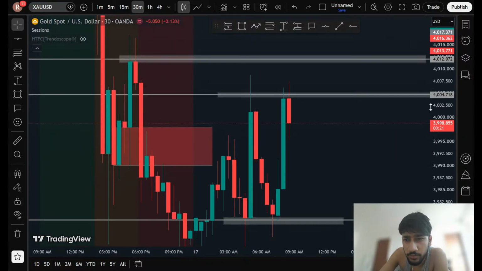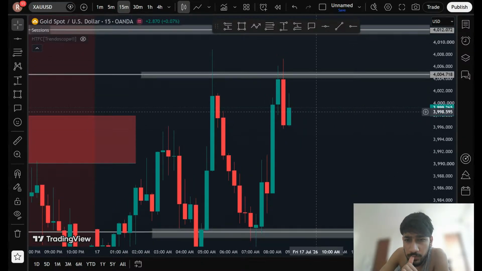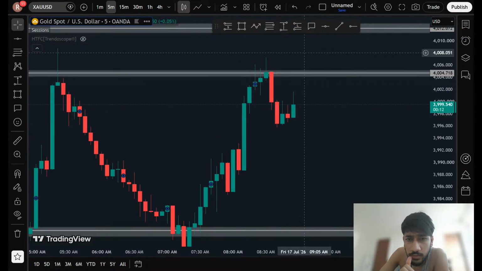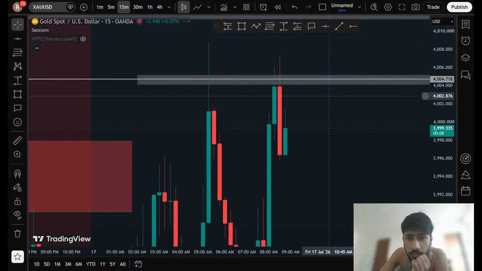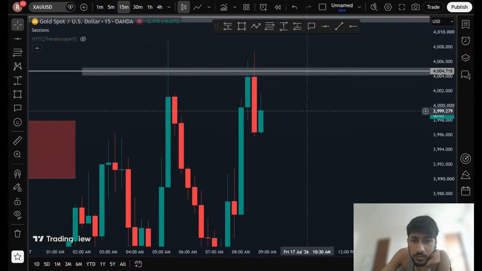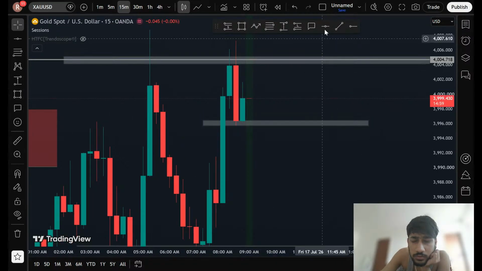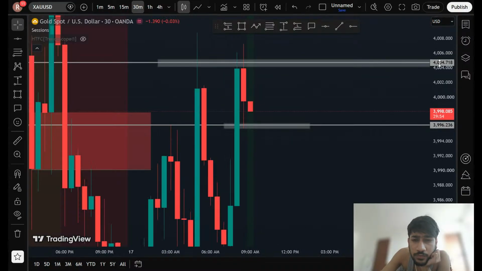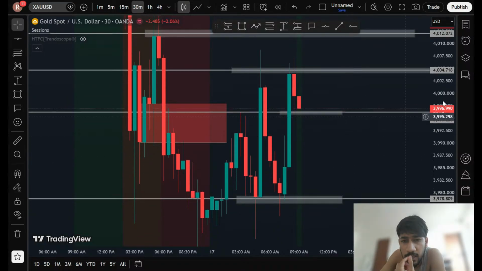30 minute we closed below. 15 minute we found some sort of doji. We have this range actually. M30, M15 formed support. M30 formed resistance.